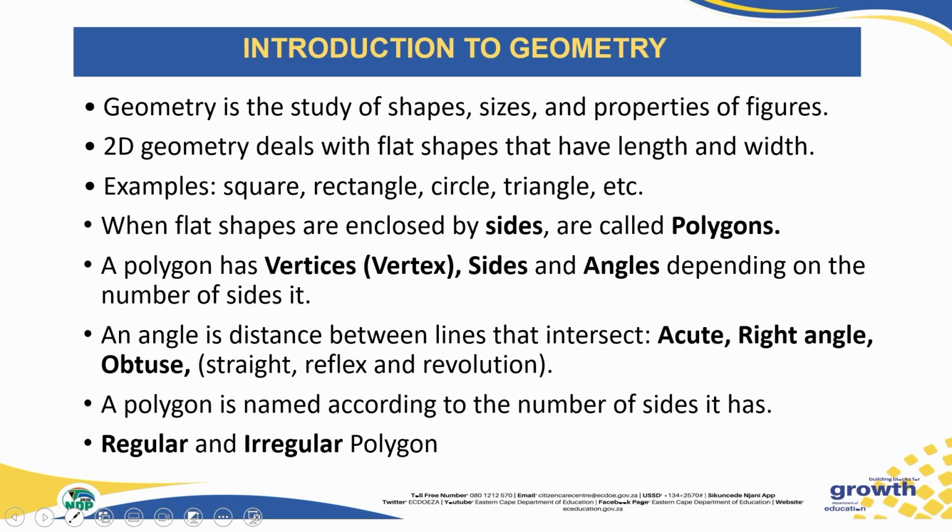Now, a polygon will be given a name according to the number of sides. How many sides does it have? Now, the polygons are differentiated between regular and irregular polygons. What are regular polygons, or when do we say this polygon is regular? It will be regular only if the sides are equal in length. All the sides are equal in length, and the angles are also equal. Therefore, that polygon will be referred to as a regular polygon, irrespective of the number of sides it has.